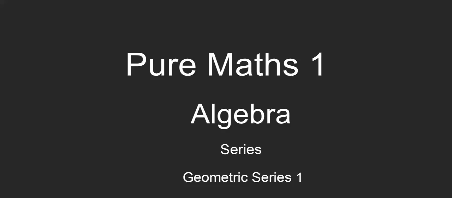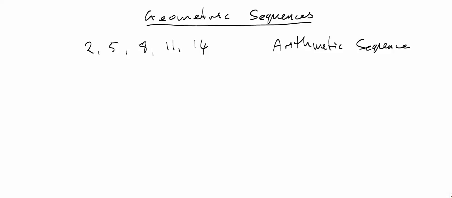This video in the Pure Maths 1 series is on geometric series, and it deals with geometric sequences. Now, in a previous video we looked at arithmetic sequences, and we saw that an arithmetic sequence is one in which, in order to get the next number in the sequence, we add the same number. So in this case we start with 2, we add 3 to get 5. The next term 8, we add 3 to 5, we add 3 to 8 to get 11, we add 3 to 11 to get 14.